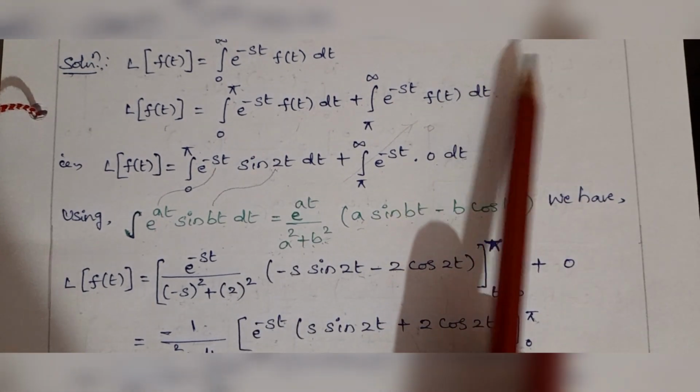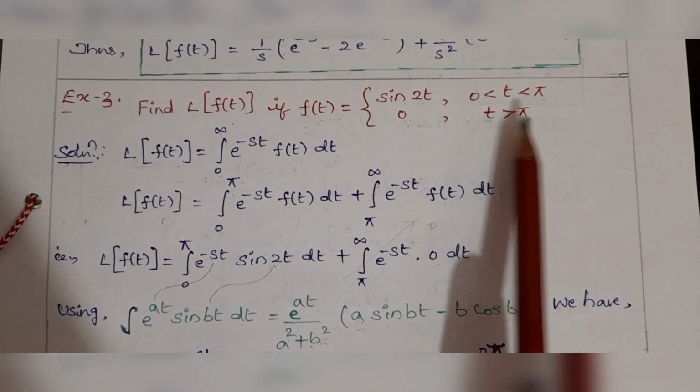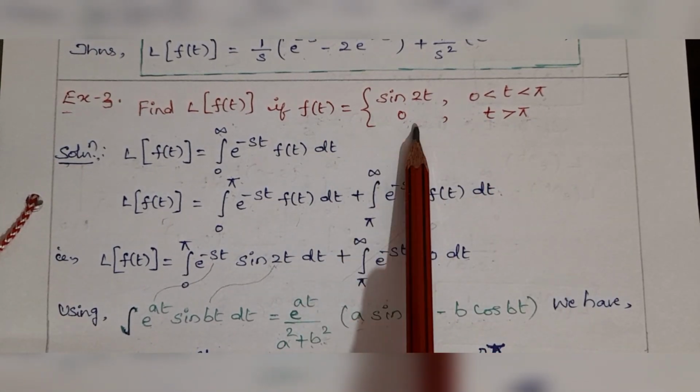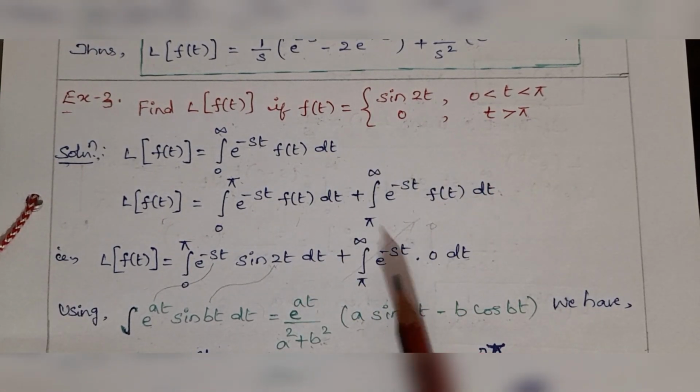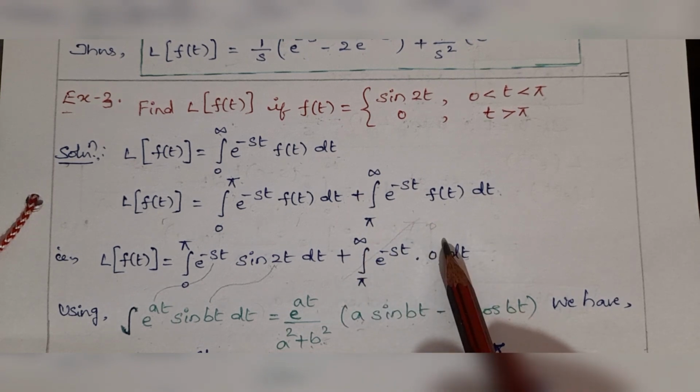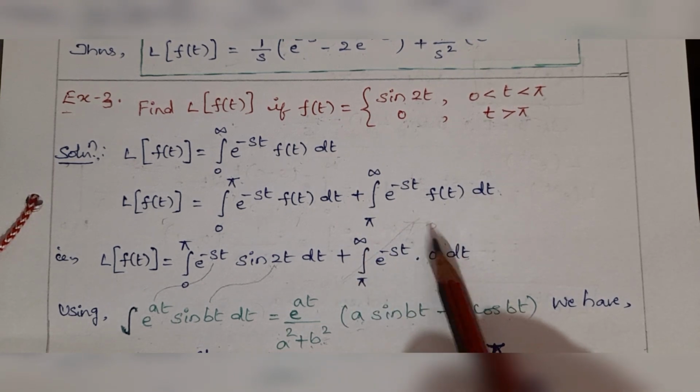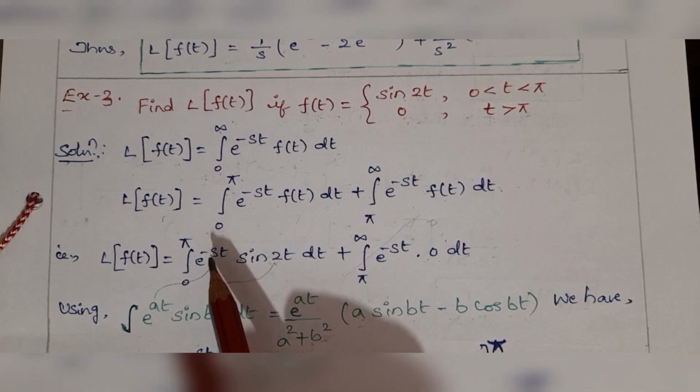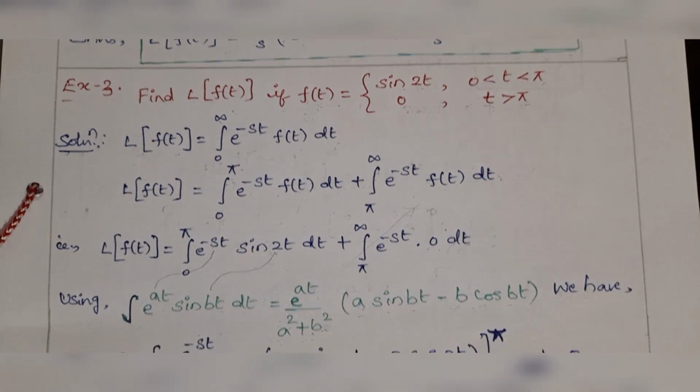When t is greater than pi, that time f of t value is 0. Okay, second term cancels out. Second term cancel ಆಗುತ್ತೆ. Only first term ಮಾತ್ರ ನೀವು find out ಮಾಡಬೇಕು.